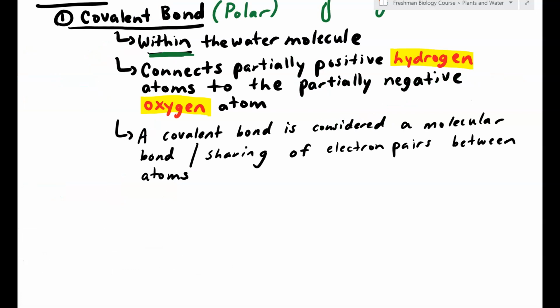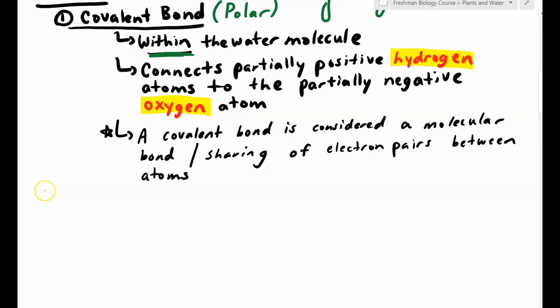All right, so lastly here, let's take a look at the actual definition of a covalent bond. It's a molecular bond, which means that it's helping to hold a molecule together, in this case the water molecule, H2O. So we've got a sharing of electron pairs between atoms. So in this case we're sharing electron pairs between the hydrogen and the oxygen. That is a covalent bond. So that is our first type of bond.